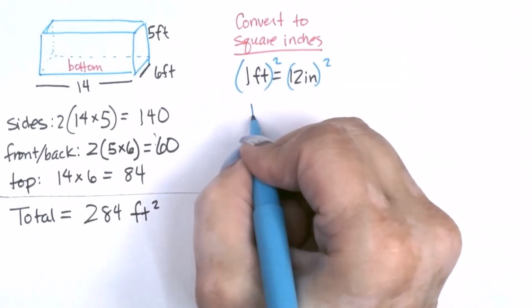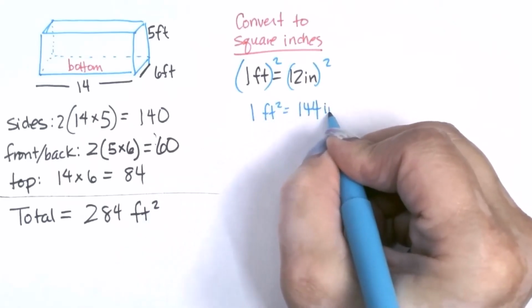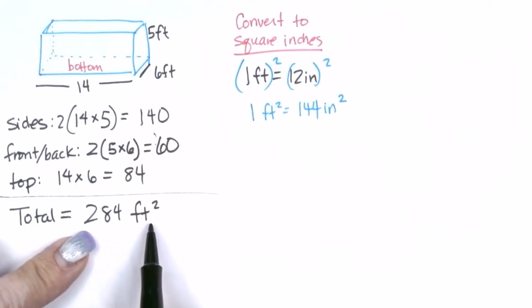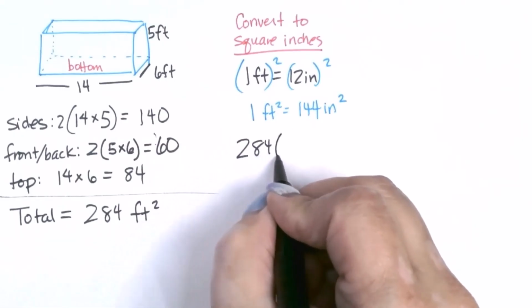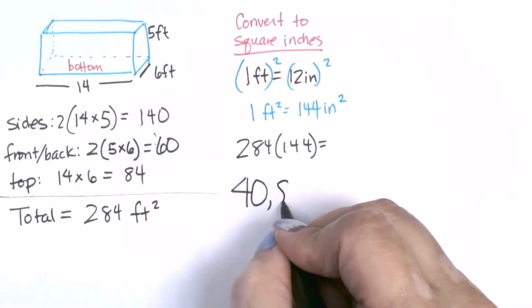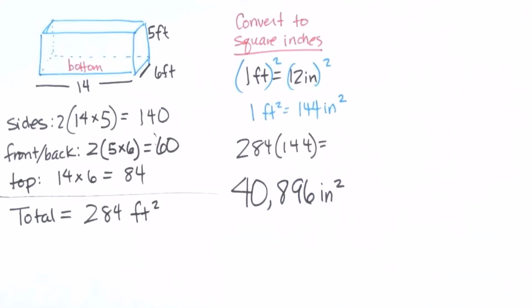It'd be 1 squared, which is 1. So that's 1 foot squared equals 144 inches squared. We have 284 feet squared. So I got to multiply 284 times 144. And that gets us 40,896 square inches. All right, we're rolling now.